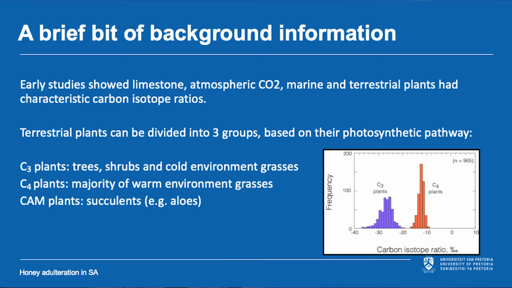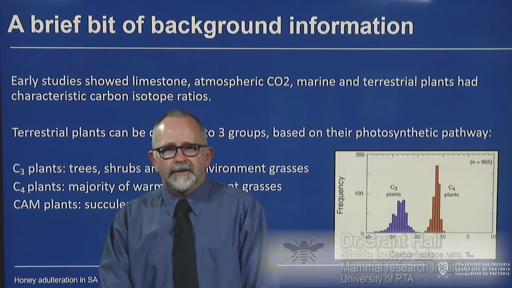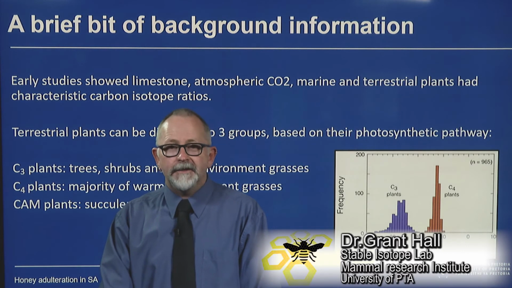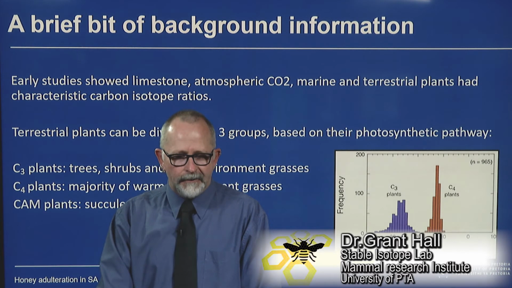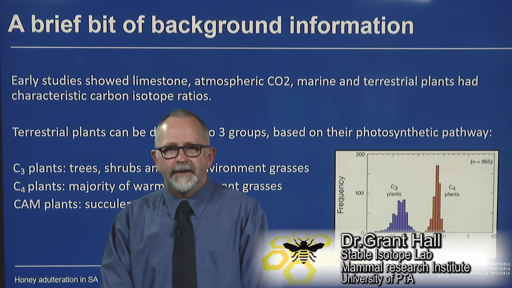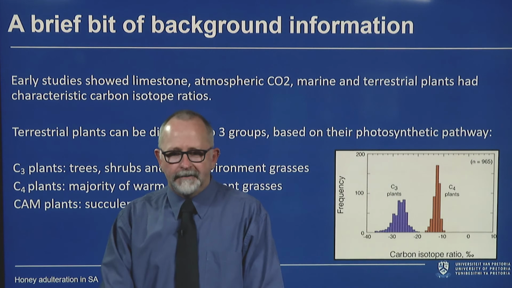Then we have C4 plants, which are your grasses, and obviously Southern Africa has a lot of grasses, and these are all C4. Then, to complicate matters, because things can't be too simple, we have CAM plants, and these are your succulent plants, and they include species such as aloes. And in the South African context, when it comes to honey, this will be of relevance, and I'll show you why shortly.